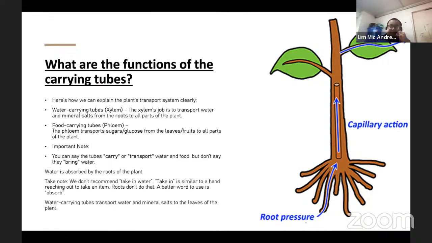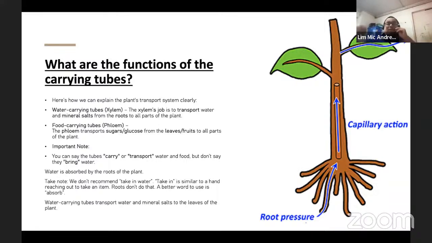Why? Like I say, the plants have no hands. Take in is like people use your hand to take. I take the food. Like I take the water bottle, my water bottle here. My hand is taking one water bottle. But however, the plants have no hands.